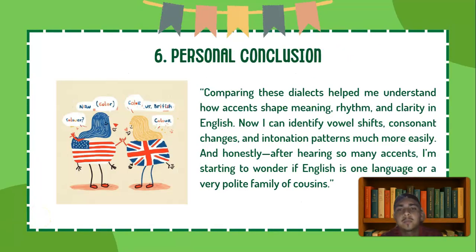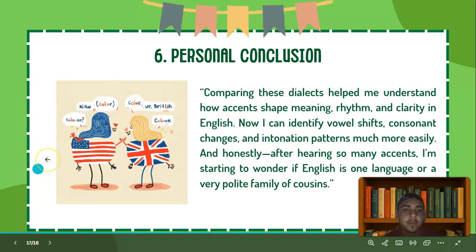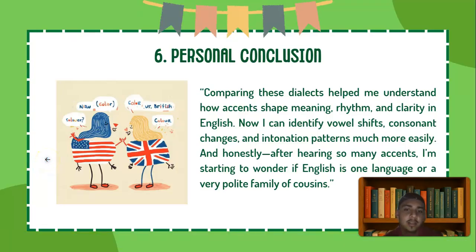Personal conclusion. Comparing these dialects helped me understand how accent shapes meaning, rhythm, and clarity in English. Now I can identify vowel shifts, consonant changes, and intonation patterns much more easily. And honestly, after hearing so many accents, I'm starting to wonder if English is one language or a very polite family of cousins.